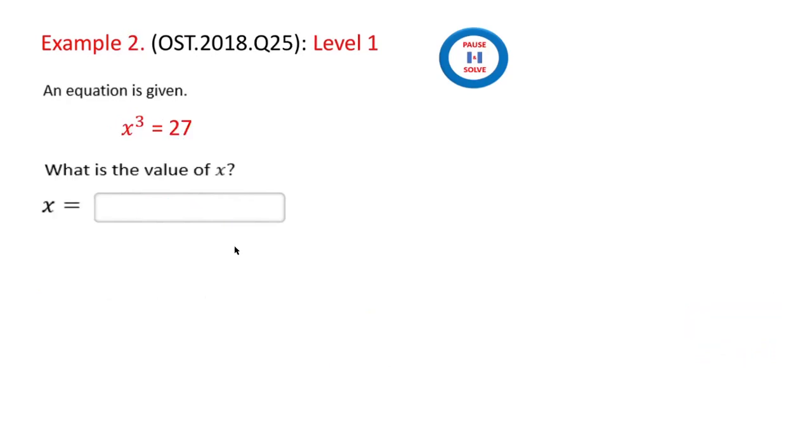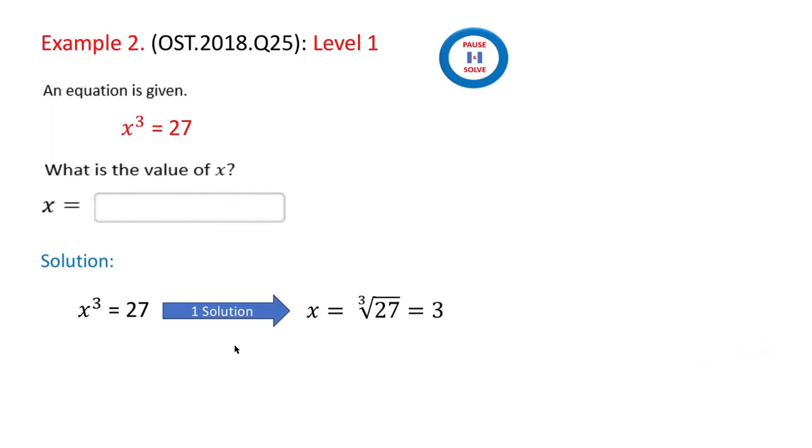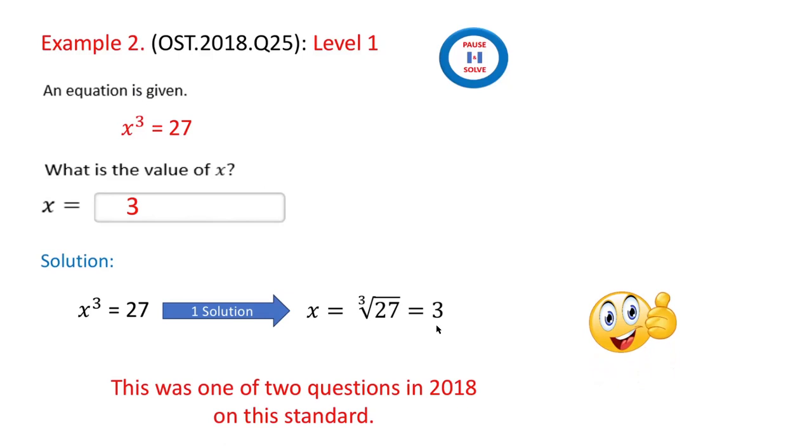Example number 2, an equation is given, x cubed is equal to 27. What is the value of x? Remember, when it's cubed, you would have only one answer. Solutions, x cubed is equal to 27. One solution, x is equal to the cube root of 27, which is 3. You get 3 here, and you get a full point. This was one of 2 questions in 2018 on this standard.